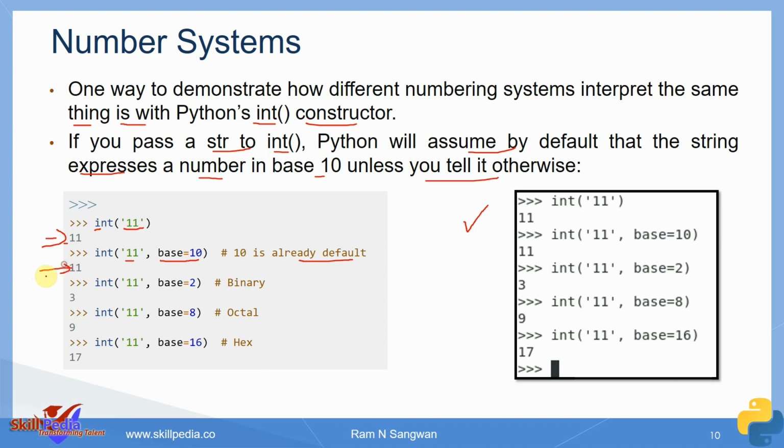If you pass 11 but optionally pass base 10, which is the default, you will get the same value. But if you pass base 2, you will get 3, because 11 in binary is 3. If you pass base 8, it is 9, that is the octal number. And if you pass base 16, it is 17, the hexadecimal number system. So base 10 means decimal, base 2 means binary, base 8 means octal, and base 16 means hexadecimal.